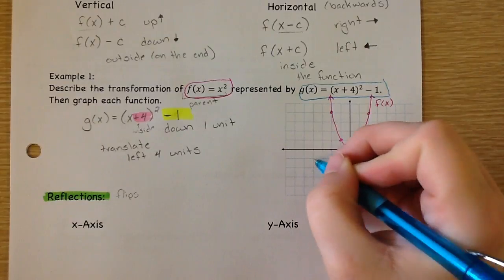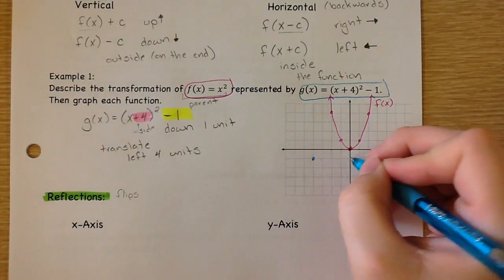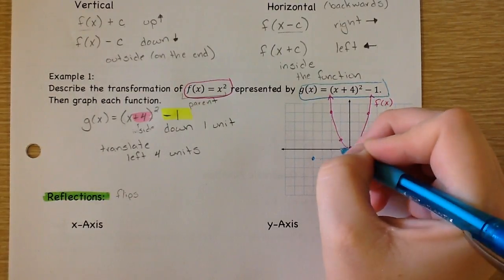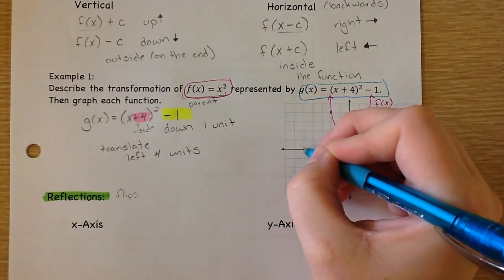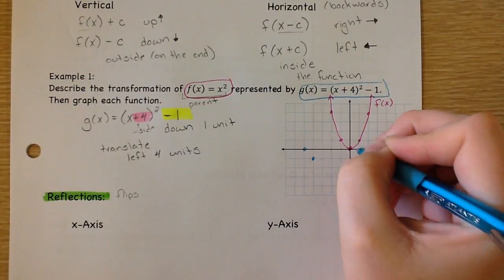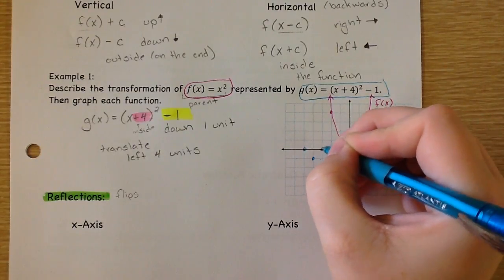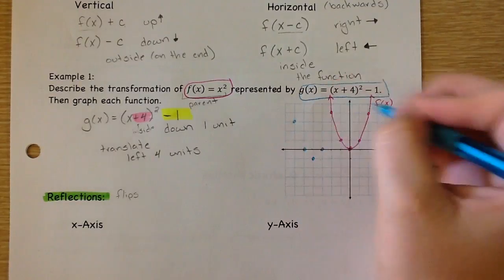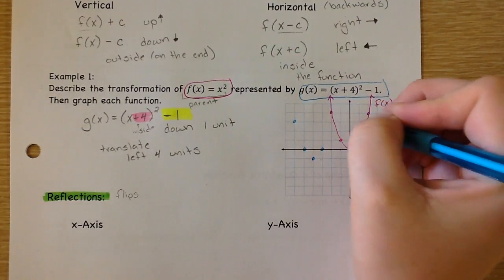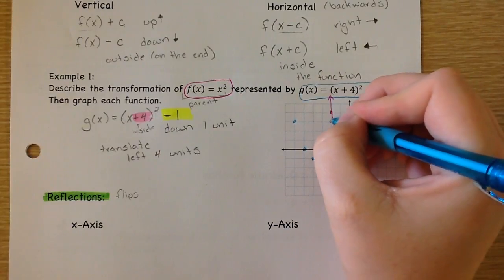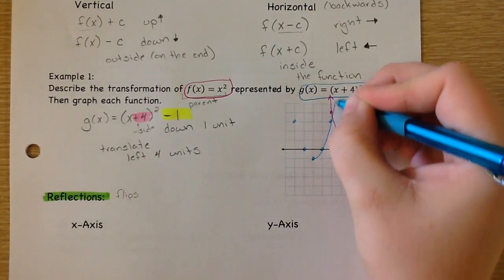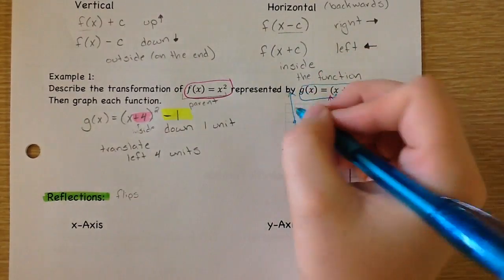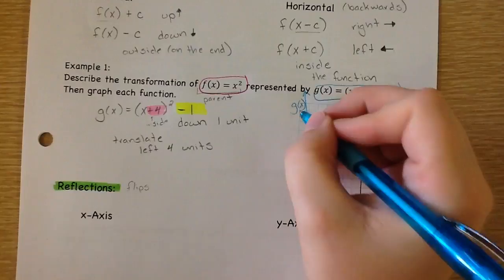1, 2, 3, 4. So every point is going to be moved 1 unit down and 4 to the left. Like this point, 1 unit down and 4 to the left. This point, 1 unit down and 4 to the left. Right there. This point, 1 unit down and 4 to the left. So my new function, my translation, looks like that. So there's my g of x, my child.